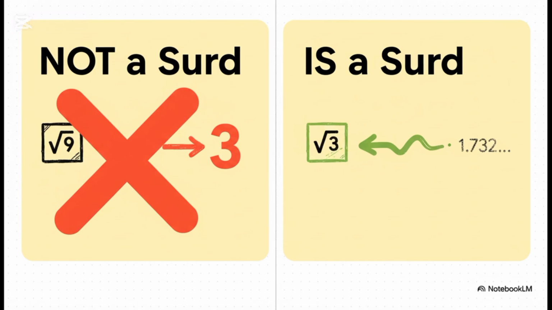The square root of 9, that's just 3. Easy, it's a whole number. So root 9? Nope, not a surd. But then you look at the square root of 3. If you punch that into a calculator, you get this crazy long decimal, 1.732, and it just keeps going forever, with no pattern. Since we can't write it as a neat number, we leave it as the square root of 3. That's a surd, and it's the most accurate way to write that value.